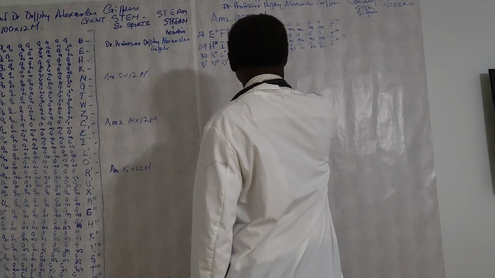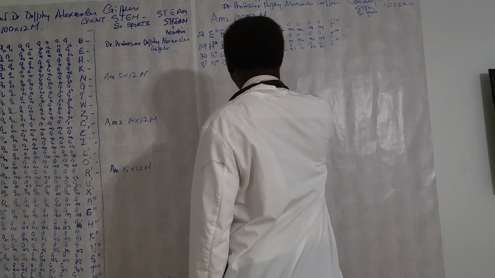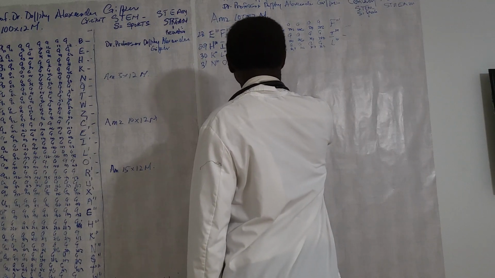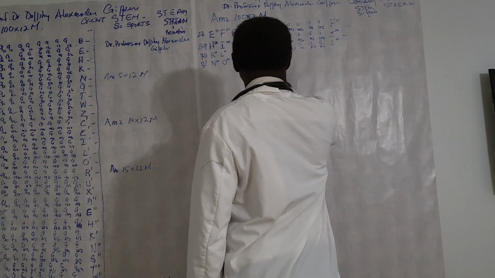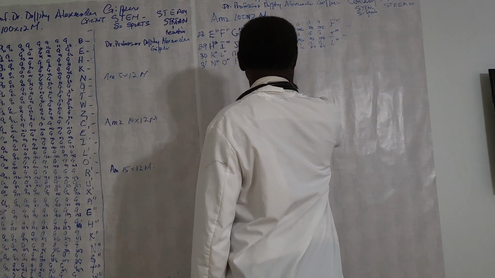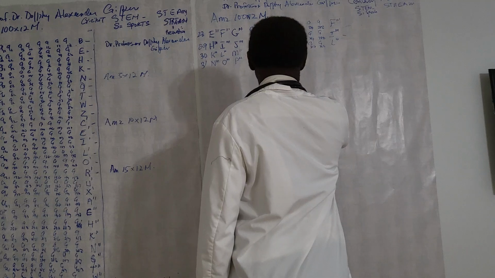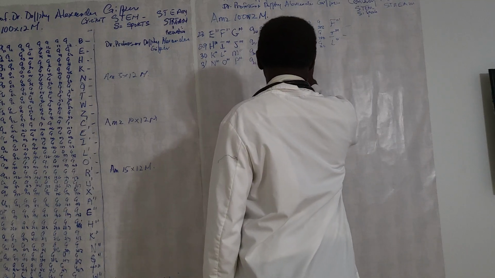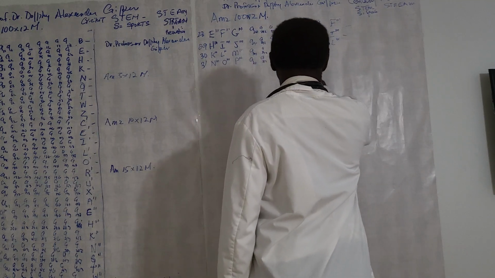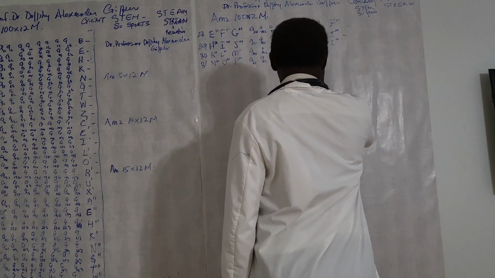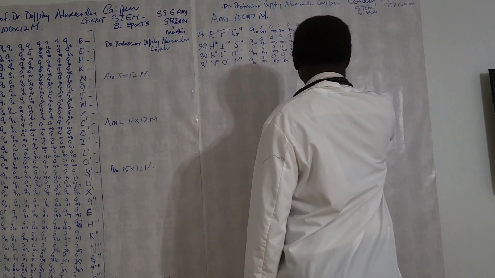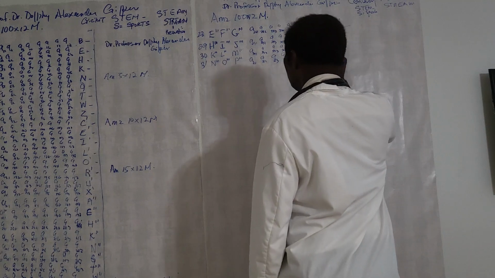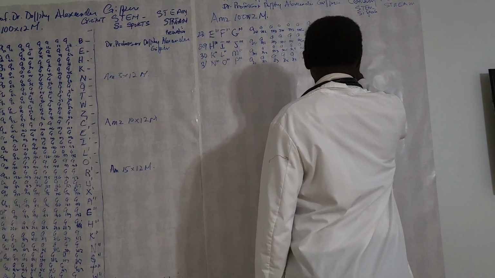Okay, so here we go now. A31, 1, A31, 2, A31, 3, A31, 4, A31, 5, A31, 6, A31, 7, and A31, 8. And that's now O triple prime.